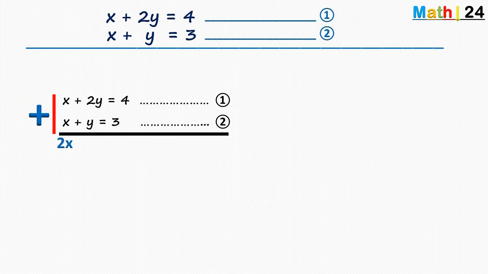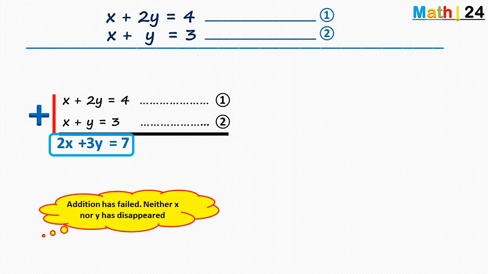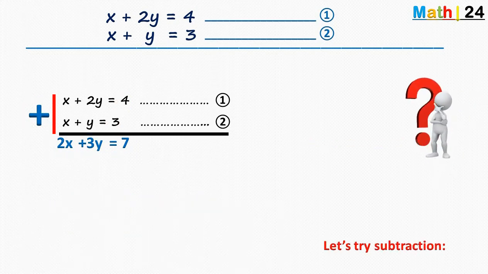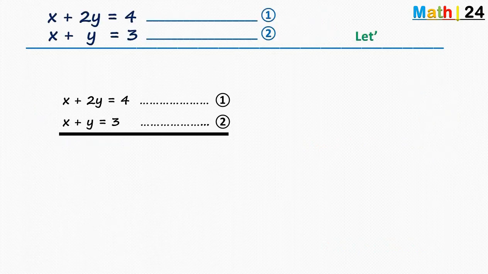x plus x gives us 2x, 2y plus y gives us 3y, equals 4 plus 3 equals 7. Addition has failed. Neither x nor y has disappeared. So what do we do now? Let's try subtraction. Let's do subtraction and see if any variable will become eliminated.